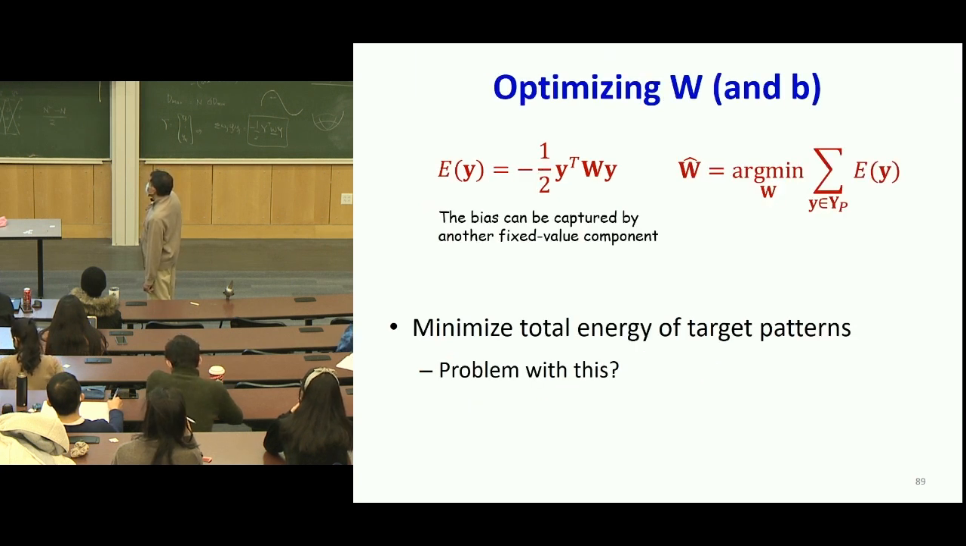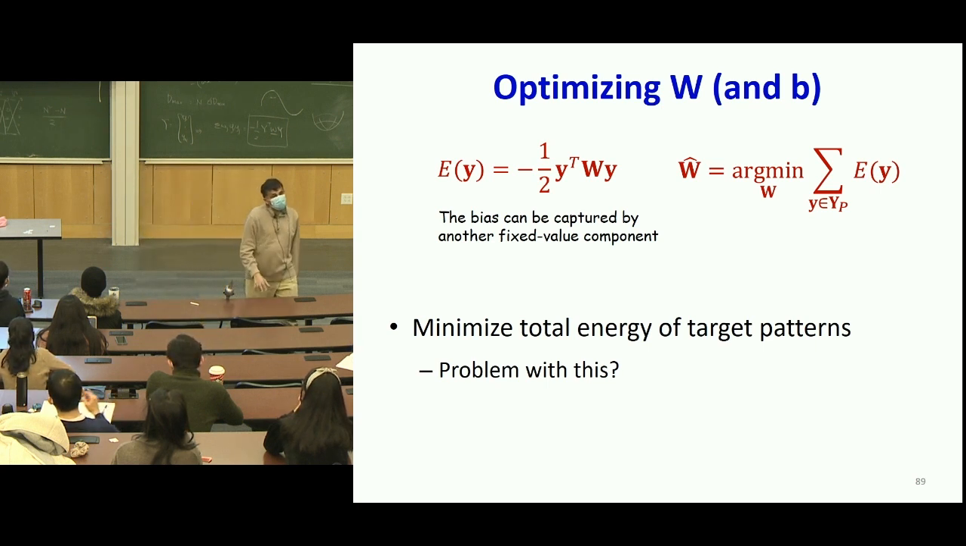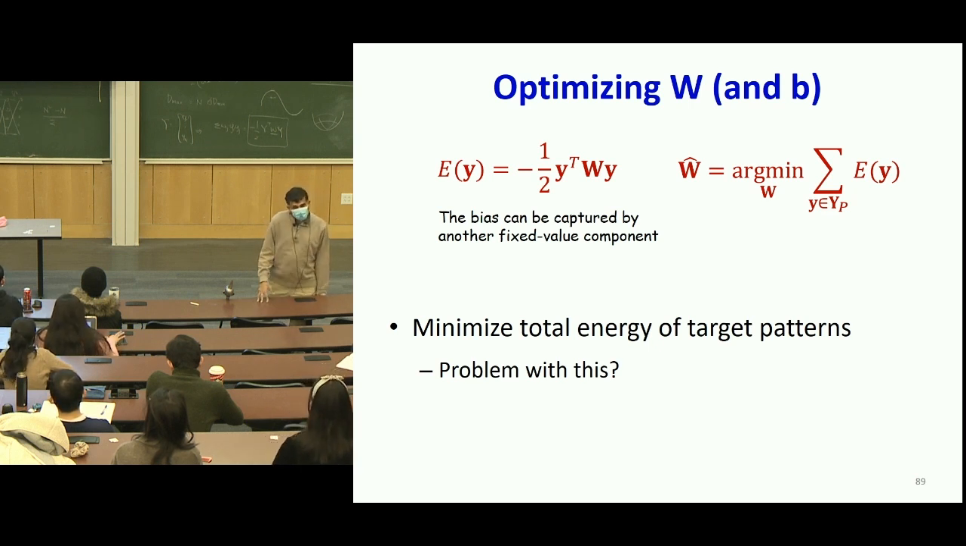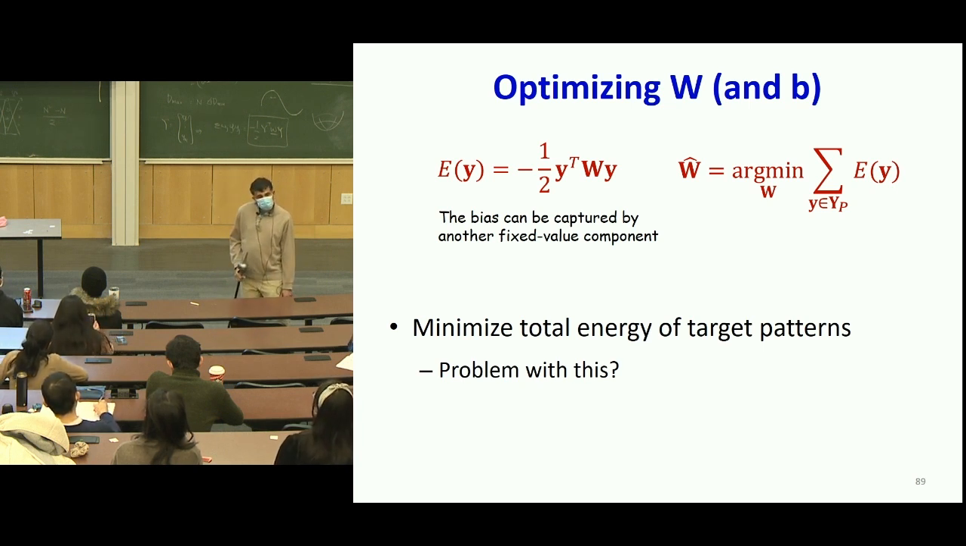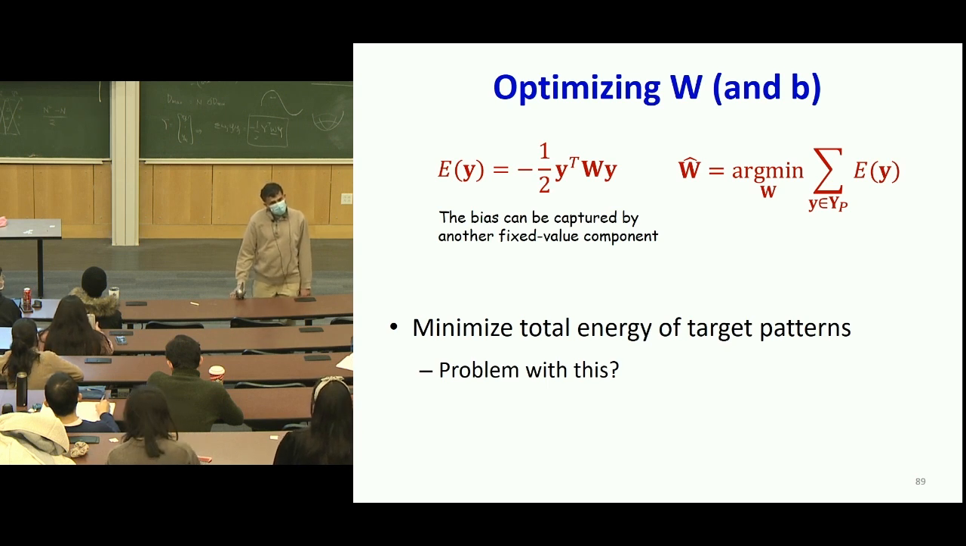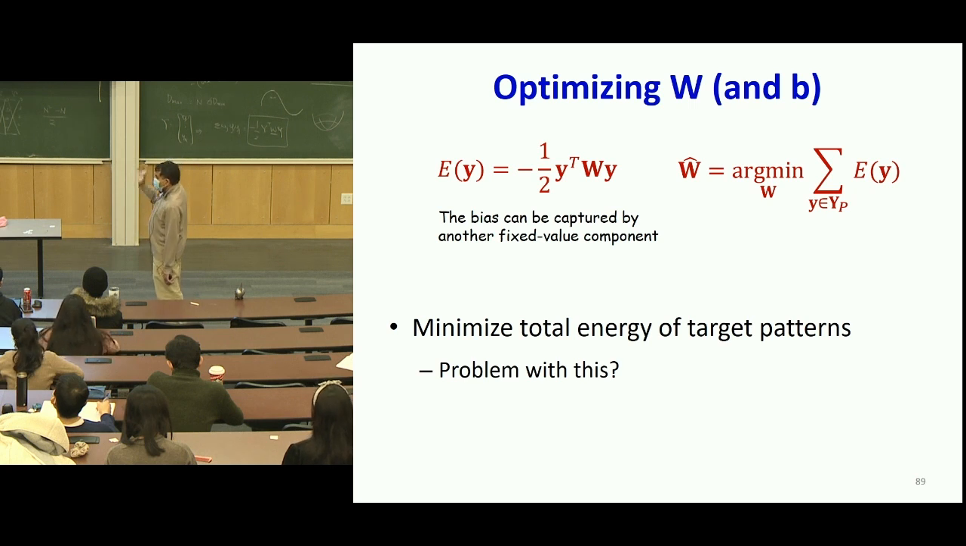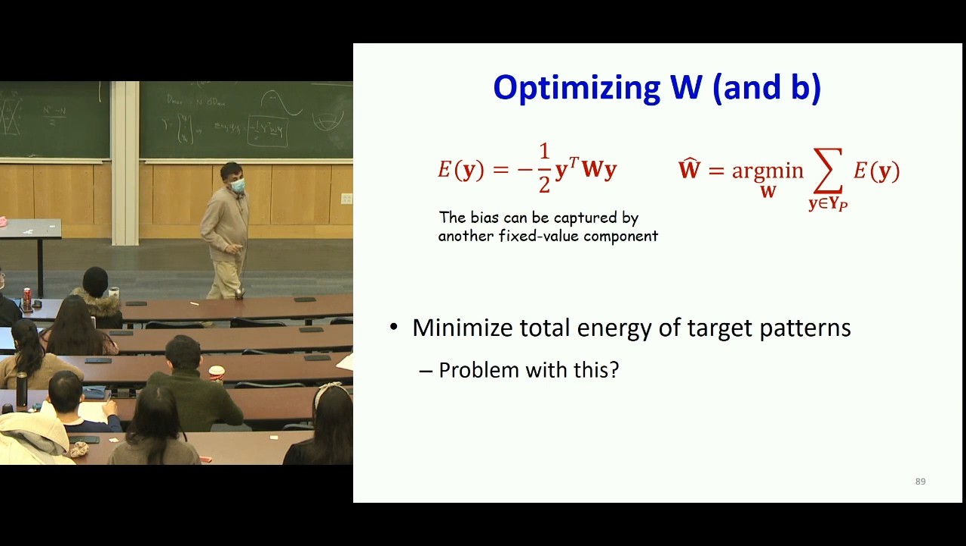We want to store n patterns. So I can define an objective function this way, which is the sum of the energy of all of the patterns I'm trying to store. And now I can just try to learn my W to minimize this E of y, correct? This becomes an optimization problem. This is quadratic, and I can just do this, right? If I try to minimize the total energy of all of the patterns that I'm trying to remember, I'll learn something. But what would the problem with something of this kind be?